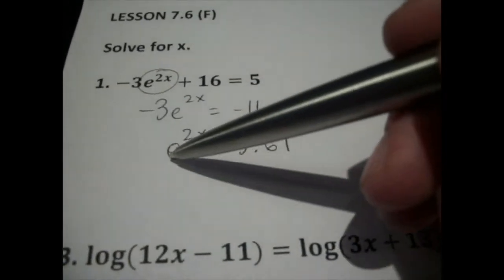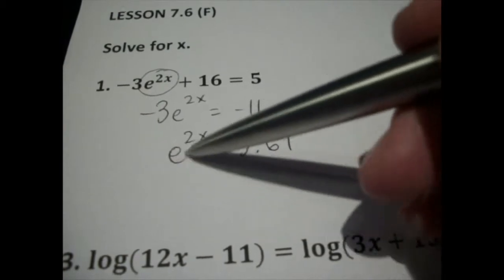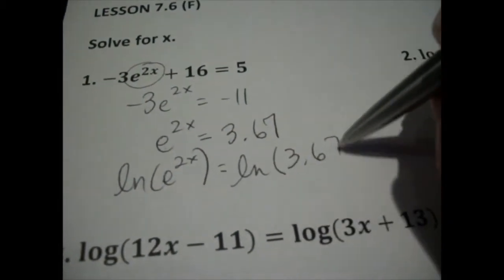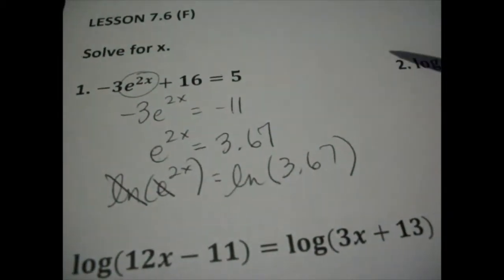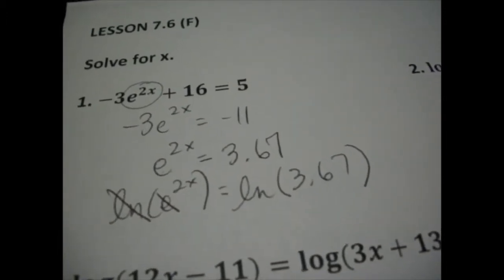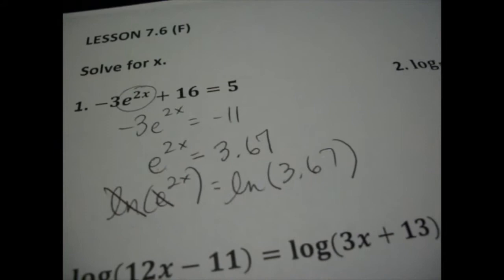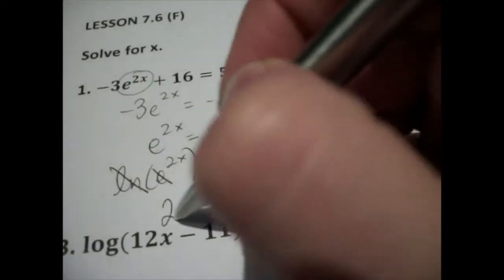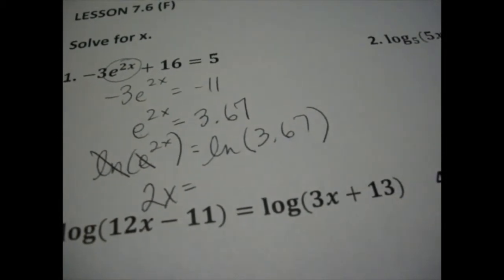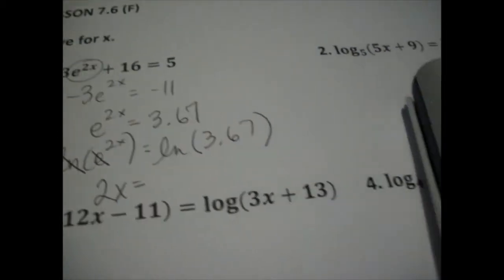Now, in order to get rid of this e, what we can do is take the natural log on both sides, because the e and the natural log cancel each other out. I forget which lesson it is. A couple videos back I explained that briefly. So what I'm left with on the left is 2x. That canceled. So what I'm going to do on the right is take the natural log of this big decimal.